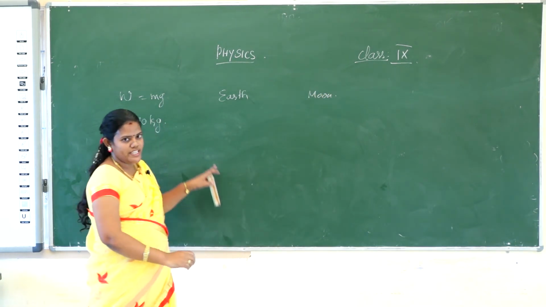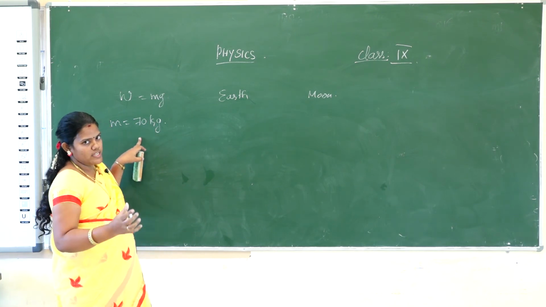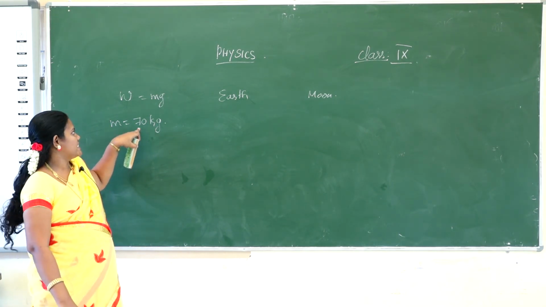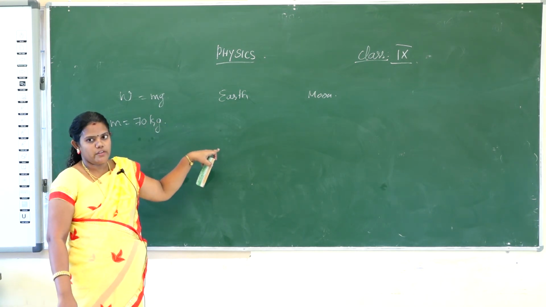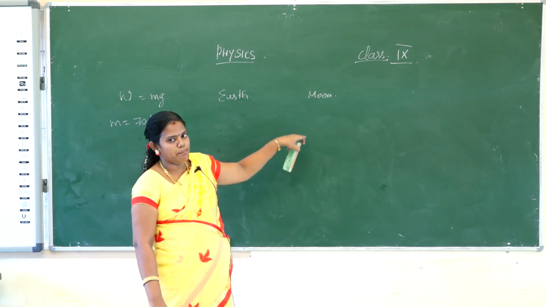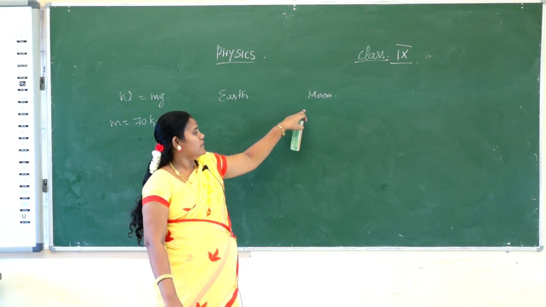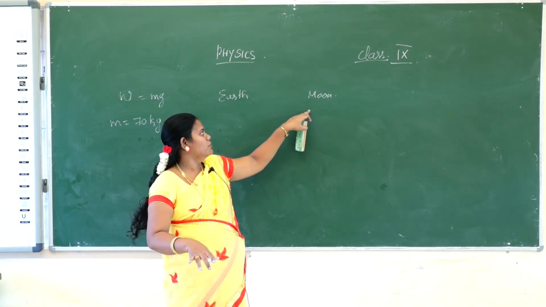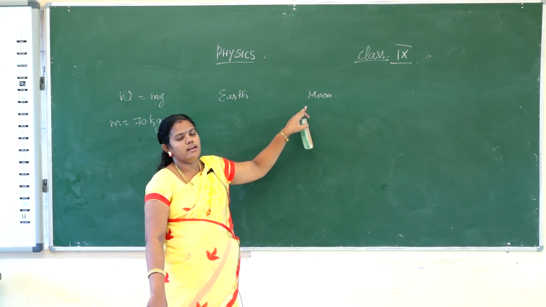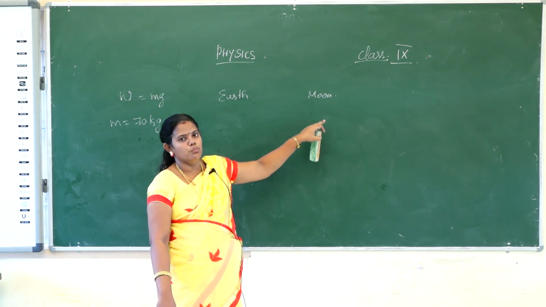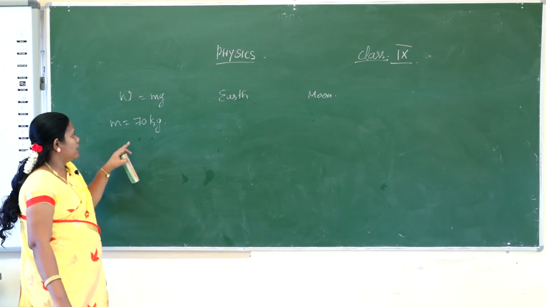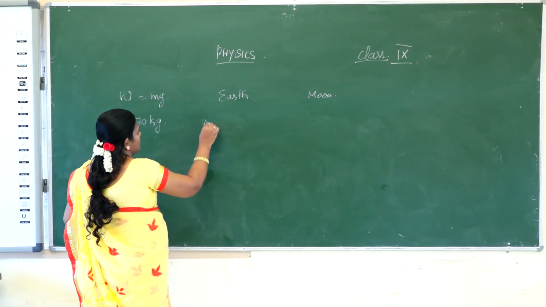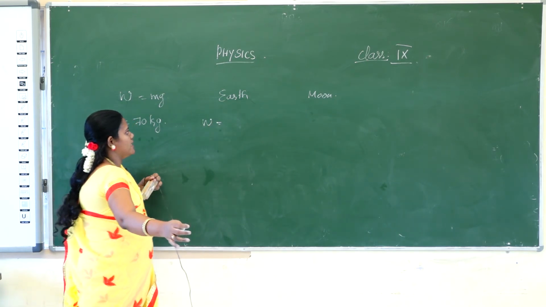How will you calculate the weight? Consider one person with a mass of 70 kg standing on the earth. You calculate the weight, and then the same person, with the same mass, stands on the moon. So you can easily find the weight of the person on the moon. First, consider the weight of the person on earth. Weight is equal to m into g. The formula is m into g.